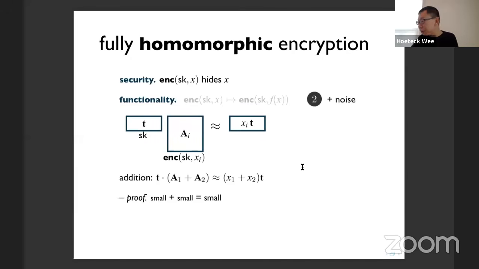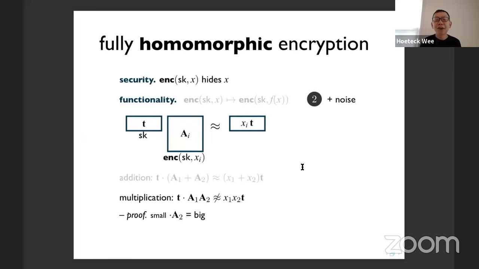Now let's see what happens when you do multiplication. It turns out if you try to naively proceed as before, if you just multiply A1 times A2, then T times A1 times A2 is actually not going to be close to X1 times X2 times T. And the reason basically is that the small error from T times A1 gets multiplied into A2.